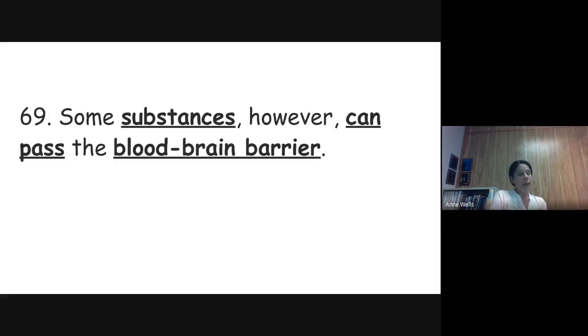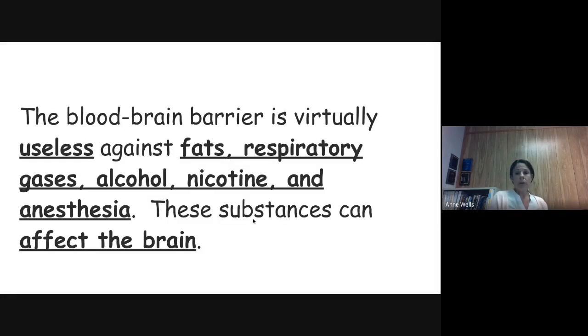Some substances, however, can pass the blood-brain barrier. The blood-brain barrier is virtually useless against fats, respiratory gases, alcohol, nicotine, and anesthesia. These substances can affect the brain.